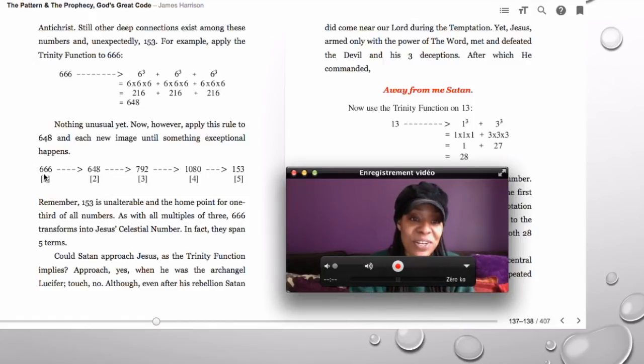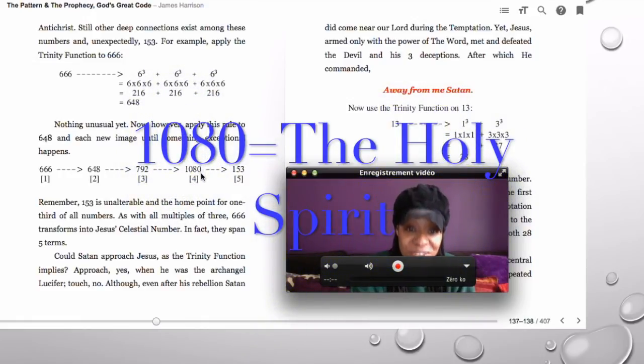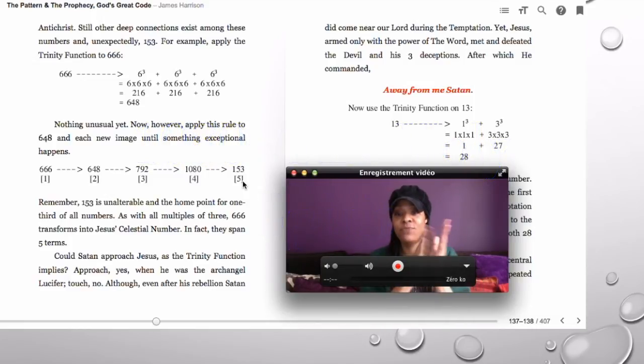So when you do the Trinity function on 666, you get 648. And then you do it on 648, you get 792. And then you do it on 792, you get 1080. And when you do it on 1080, you get 153. What? 666 transforms to 153. So I want you to also notice this point. There are 5 steps between 666 and 153. 1, 2, 3, 4, 5 steps to get from here to here.